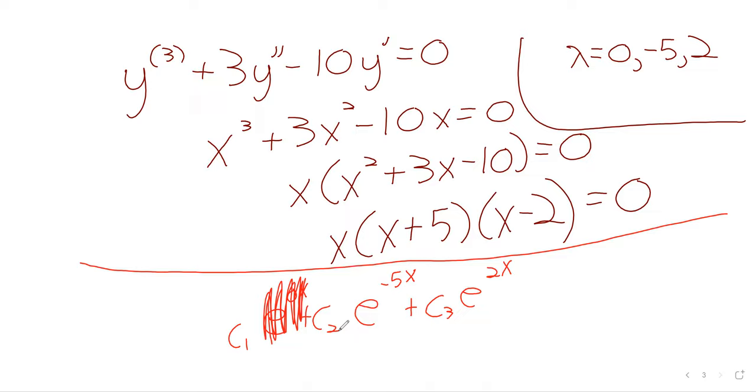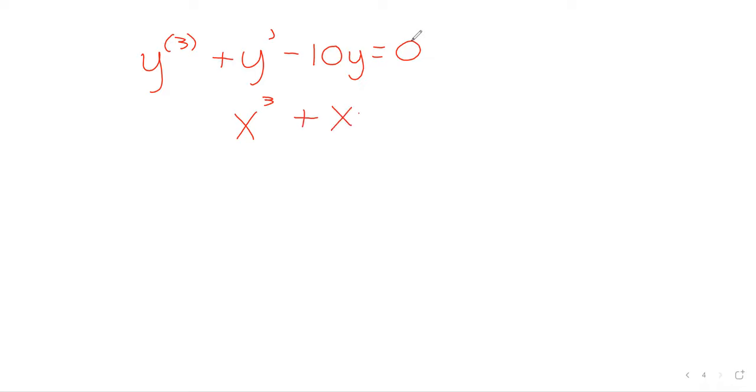And similarly, what if we have, say, the third derivative of y plus the first derivative of y minus 10y equals 0. Well, the corresponding characteristic equation is x cubed plus x minus 10 equals 0.